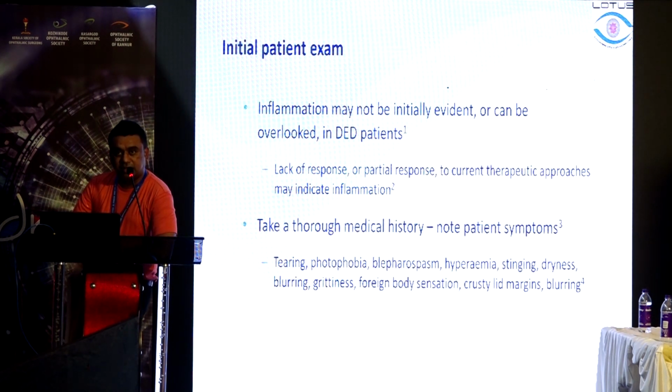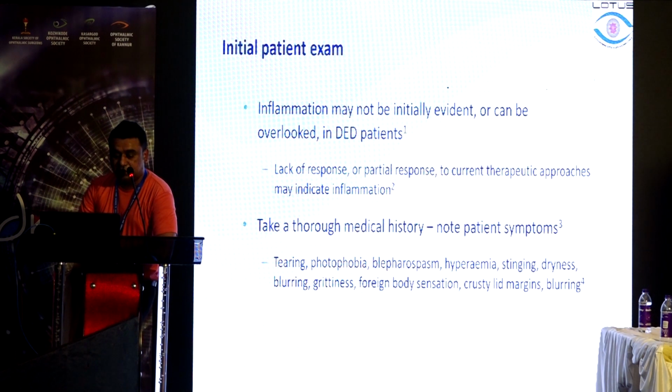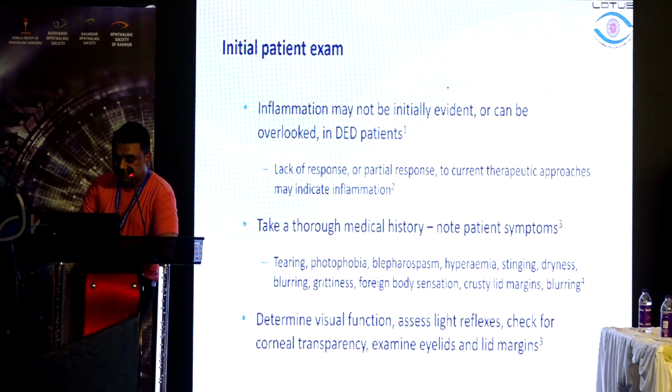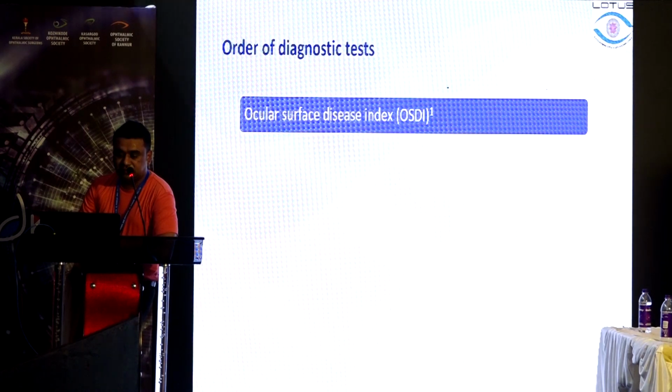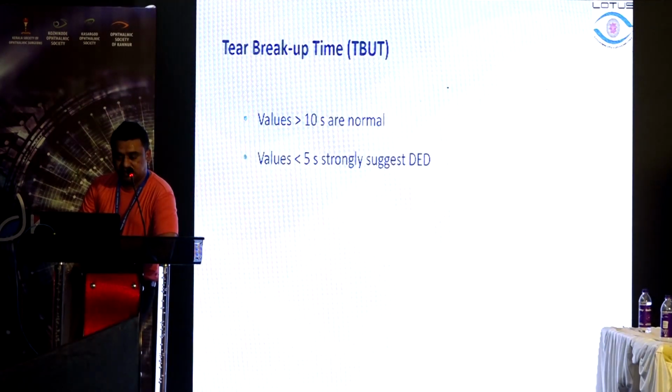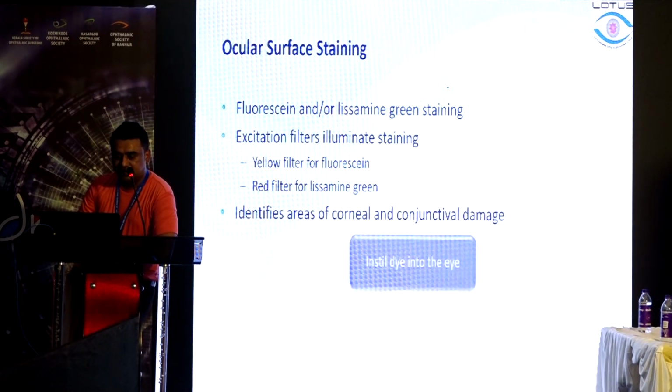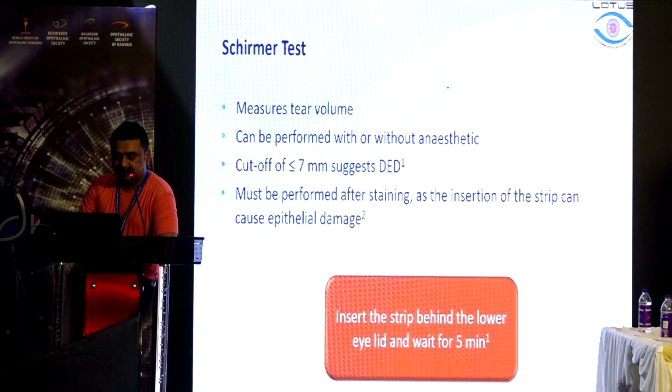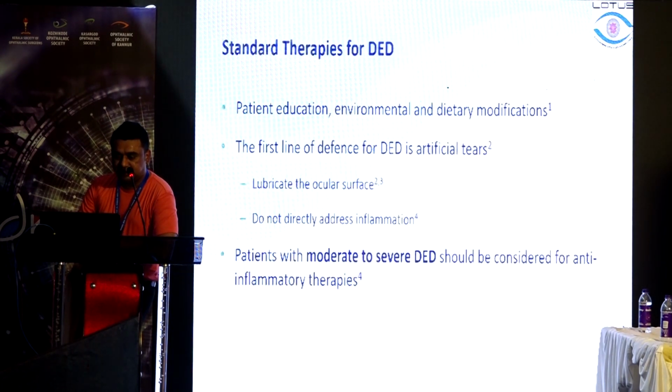Again, the other clue is you are treating the patients with initial aqueous substitutes, but the patient is still not responding. The most important thing, as mentioned, is remember tearing, photophobia and blepharospasm. This gives a clue that the tear film has gone into a phase of inflammation. The order of tests I mentioned should be repeated again, which gives us a clue. Staining plays an important role. MMP, as I mentioned.